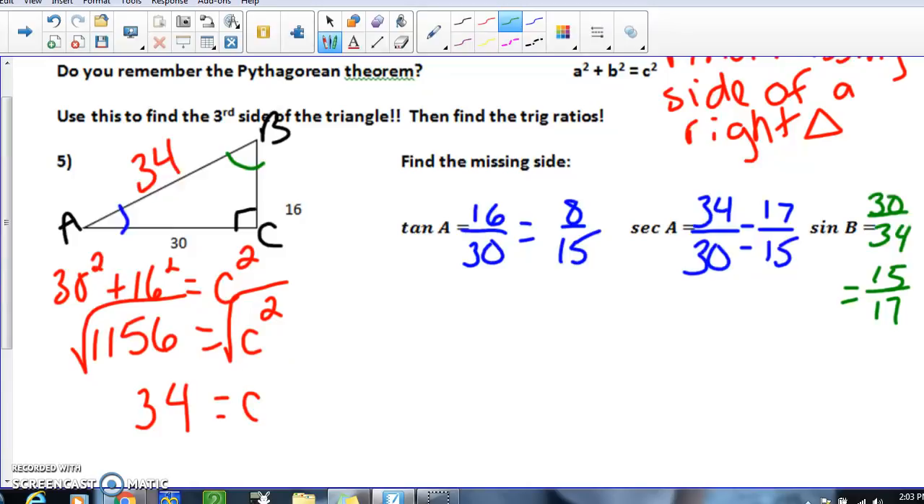Now, if any of you are wondering, do you have to memorize these ratios? Yes. I will not give you SOHCAHTOA. I will not tell you what they are. So eventually, you do need to learn these ratios. The quicker that you can commit them to memory, the easier things are going to be for you.